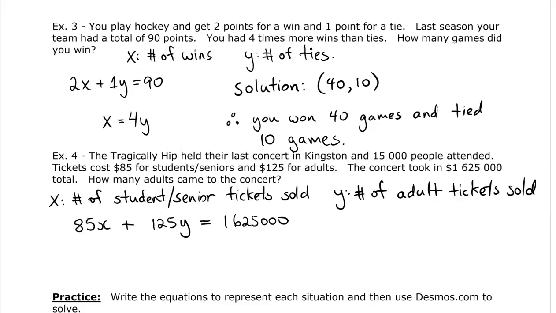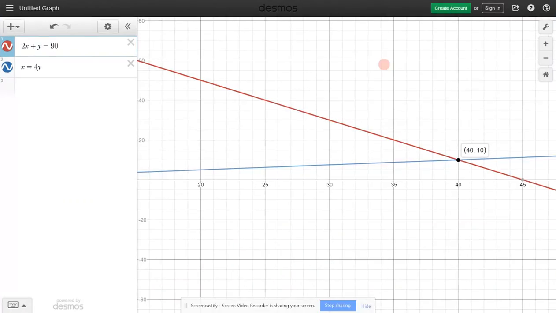The second equation will come from the number of people who attended. We're told 15,000 people attended, and that's composed of the number of students and seniors, X, plus the number of adults, Y, and that's going to equal 15,000. So here are the two equations. Their intersection will give us the solution to this problem. So let's go to Desmos.